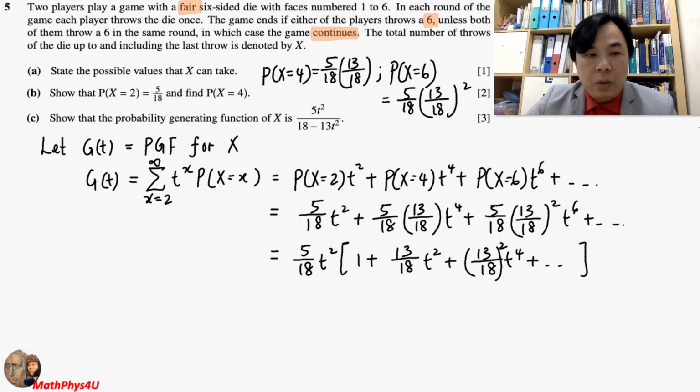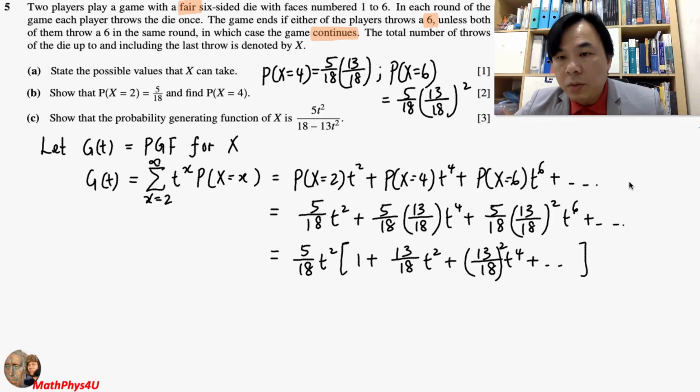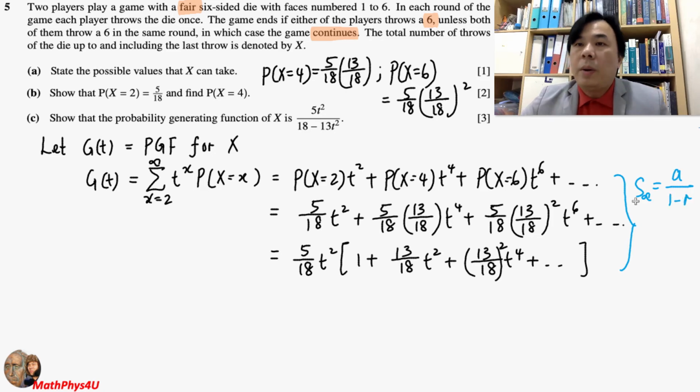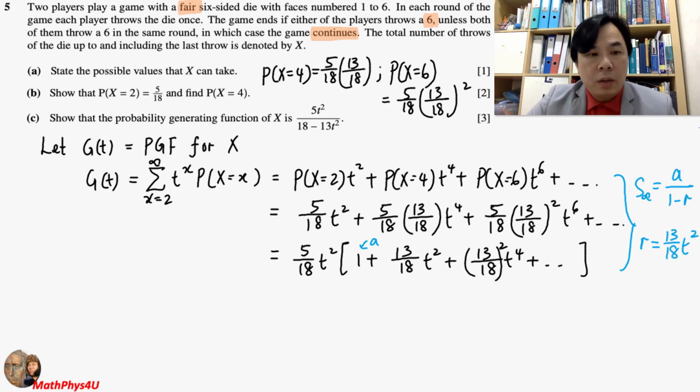Therefore, by using the sum to infinity formula, I just write it down here. The sum to infinity formula is actually given by a over 1 minus r, whereby a is the first term here, this is a, and then the r in this case, for our case, is 13 over 18 t squared. That is our common ratio. Now from there, we just need to substitute into that formula.